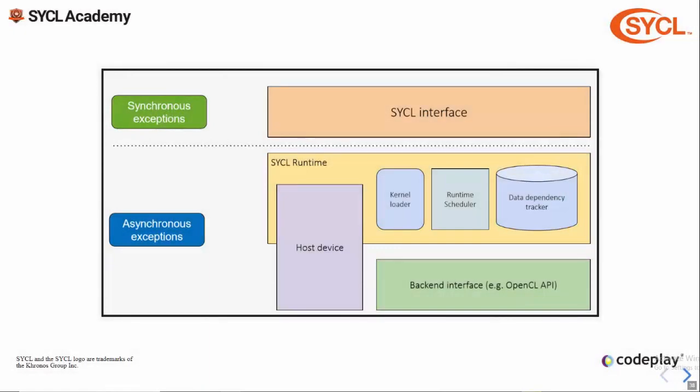Here is a diagram to help illustrate this. Any error which occurs within the SYCL interface will generate a synchronous error. However, any error which occurs after a command group has been submitted will generate an asynchronous error within the SYCL runtime. This is because once a command group is submitted, any error which occurs may happen in another thread.